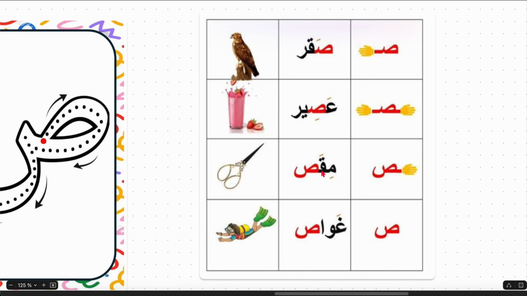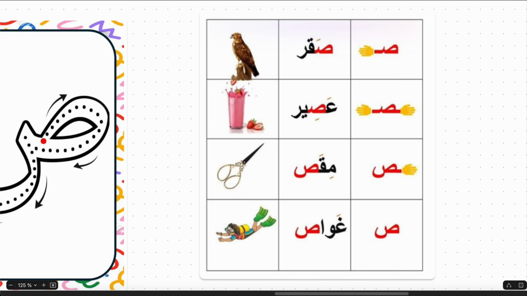In the end of the word, connected, like in Miqas. Miqas has the letter Sad in the end of a word. Sad in the end of the word, but not connected, like Ghawwas. Ghawwas has the letter Sad in the end of the word, not connected. I think in English this is falcon, juice, scissors, and diver.